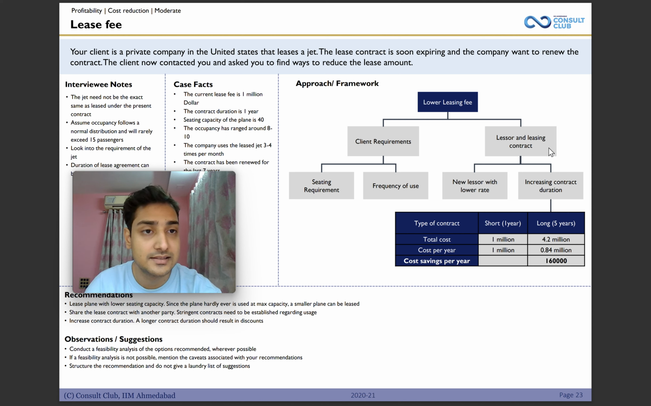And on this side, lessor and leasing contract. There is a new lessor with a lower rate, which our client is not willing to explore since they have a good relationship with this one. And then increasing contract duration was one of the ways we could go to reduce the amount, since the rates for longer durations are lower than the 1 year booking.